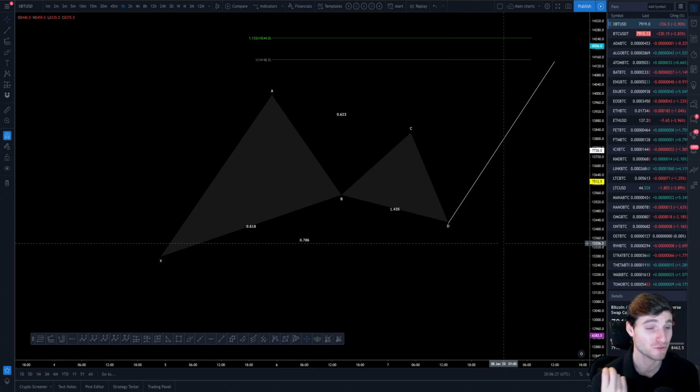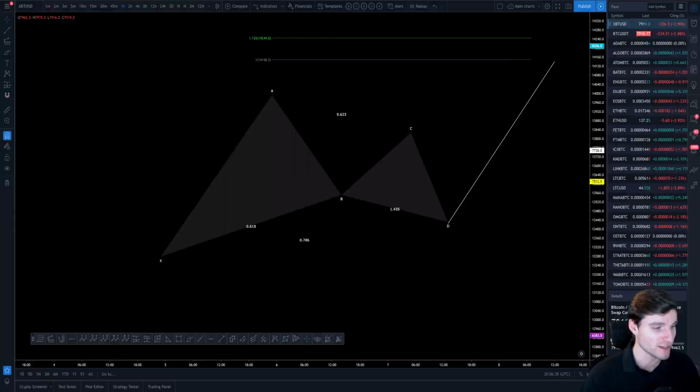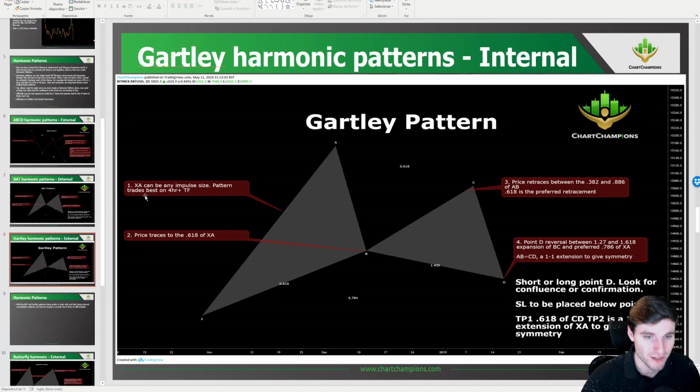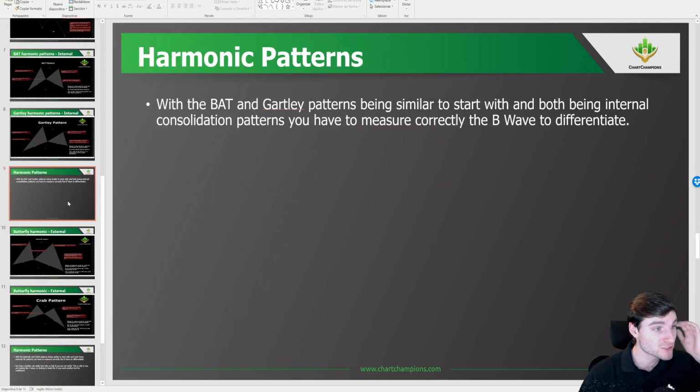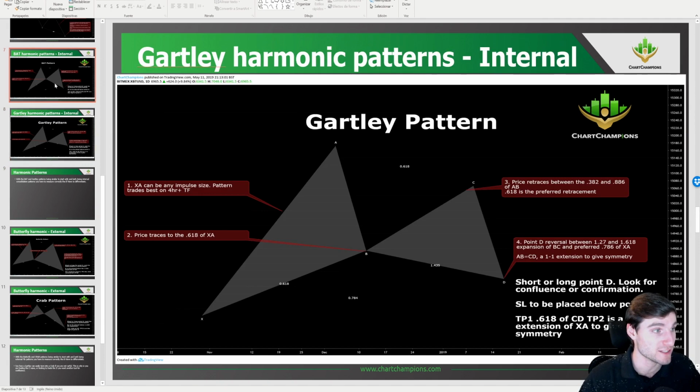So many examples of this trading out. The Gartley happens every day, so it's just amazing. There's so many examples of the Gartley, but yeah, really nice harmonic pattern. And obviously the way to differentiate between them is where your B leg was, whether it was the 0.5 or the 0.618.